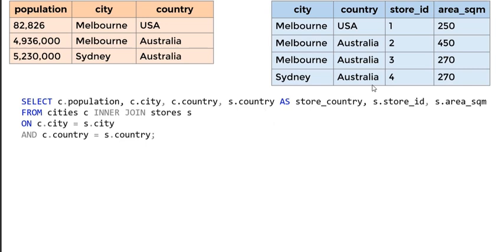So we are joining on both columns. We have C.city equals S.city as the first condition, and then we have the AND operator. In the second condition we have C.country equals S.country. So both this condition and this condition need to be met in order to get joined.